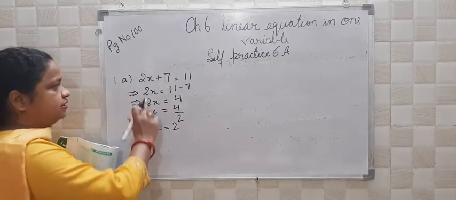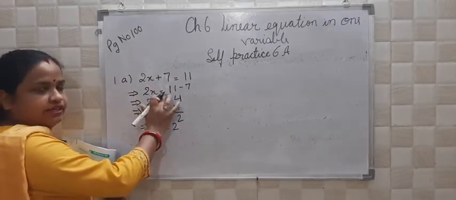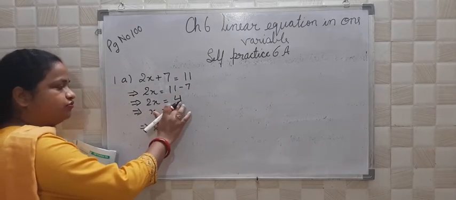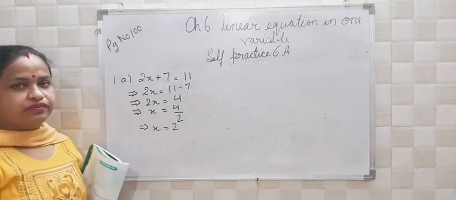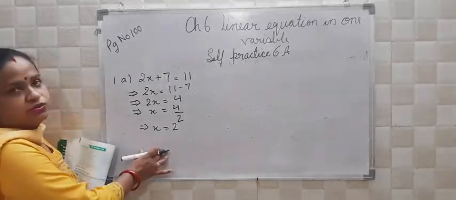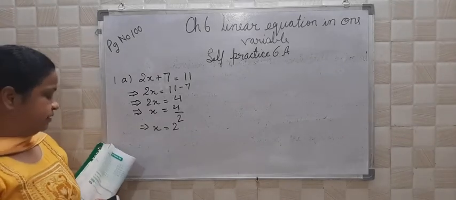Correct? 2x plus 7 equal to 11. So 2x will be 11 minus 7, 2x is equal to 4, and x is equal to 4 by 2, and at last x will be equal to 2. This is the value of x in this equation. Now see B part.